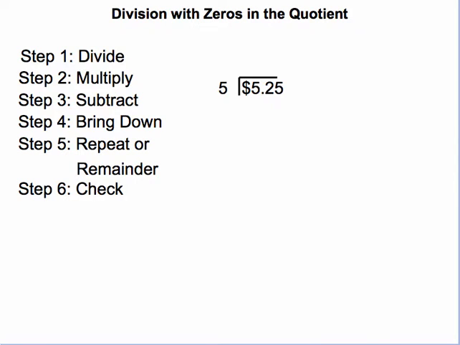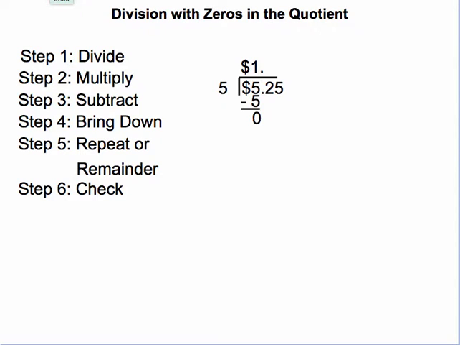We have $5.25 divided by 5. Well, I know that 5 goes into 5 one time. And when I begin my problem, I always make sure that I put my dollar sign and my decimal point where they belong so I don't forget to put them in. So 1 times 5 is going to give us 5. We need to subtract that from 5. 5 minus 5 is 0.